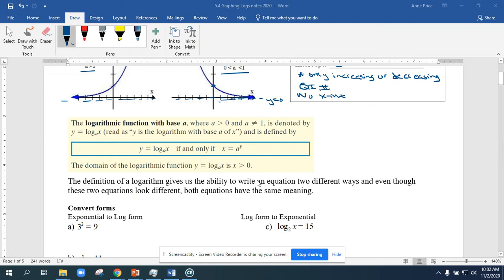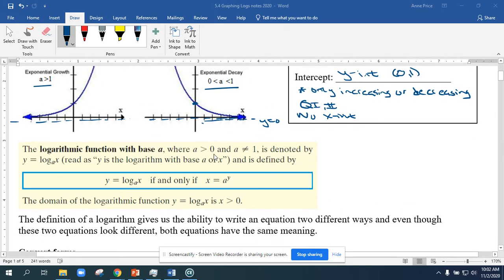The definition of a logarithmic function with base a, where a is greater than 0 and a is not equal to 1, is denoted by the function y equals log base a of x, which reads y equals logarithm with base a of x. It is defined by, and this one in the blue box is really important to write down, y equals log base a of x if and only if x equals a to the y. So they're inversely related. In order for the logarithmic function to work, this equation has to be reversible, or rewritten as x equals a to the y.